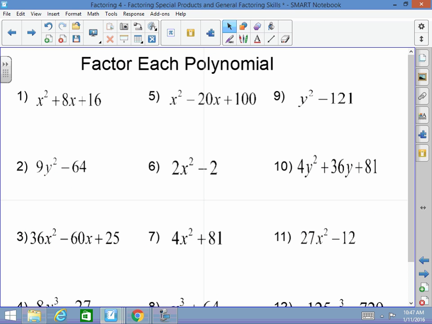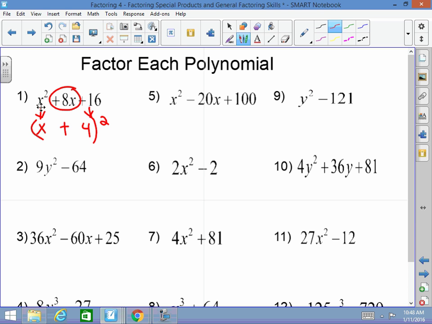Okay, guys, so let's practice now. So I've got x squared plus 8x plus 16. That's a perfect square, that's x. That's a perfect square, that's 4. X times 4 times 2 is 8, it works. So that's x plus 4 squared. I'm done. It's a perfect square.